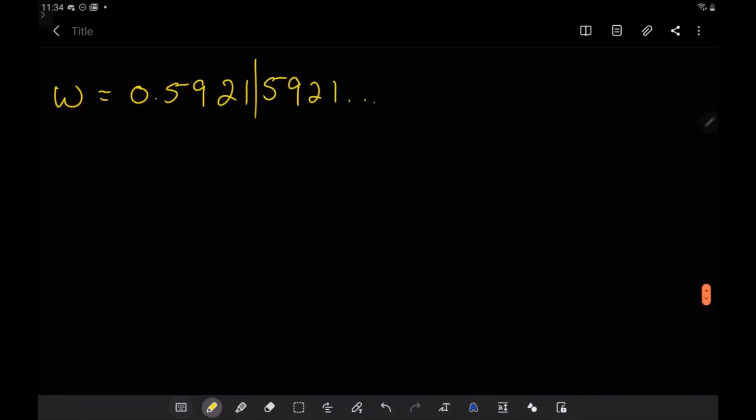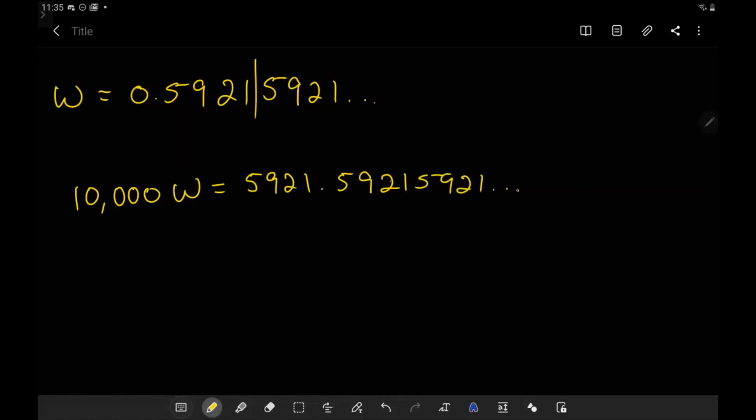So what do I multiply by? Tens of thousands again, sir. Tens of thousands again, yeah. So that is 5921.5921 and so on. W is 0.59215921 and so on. Subtracting.